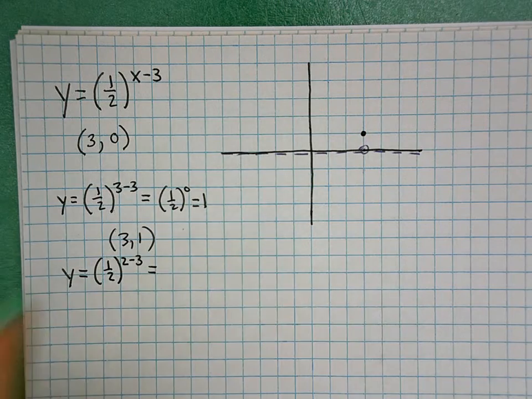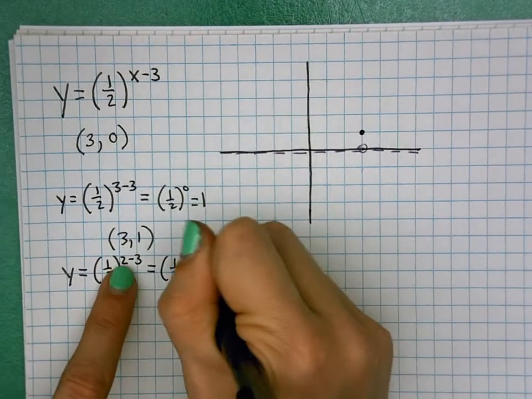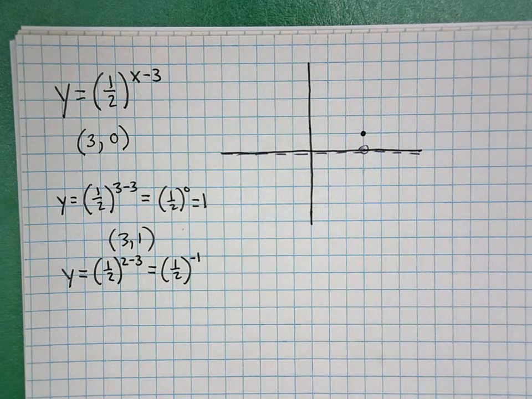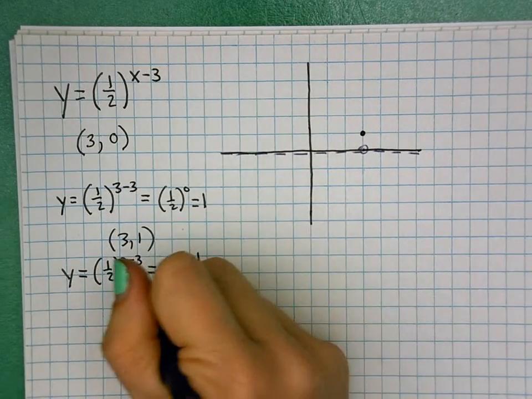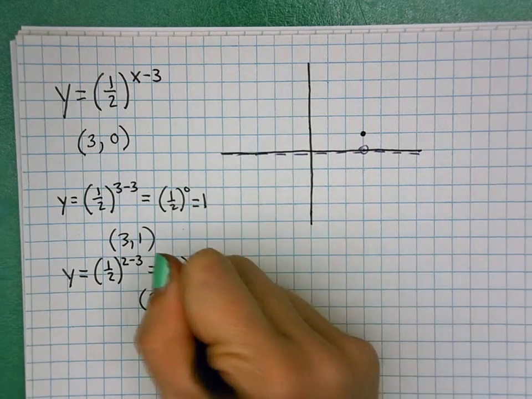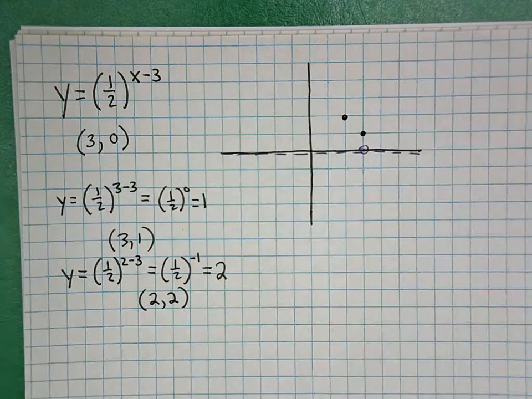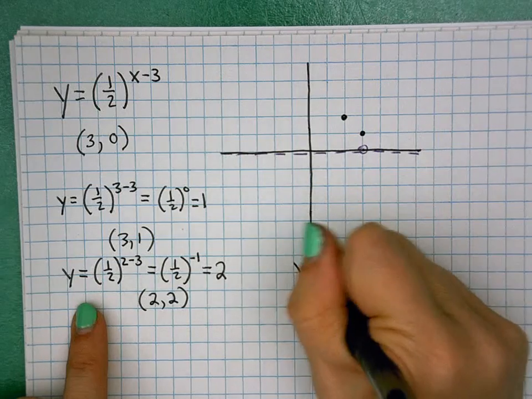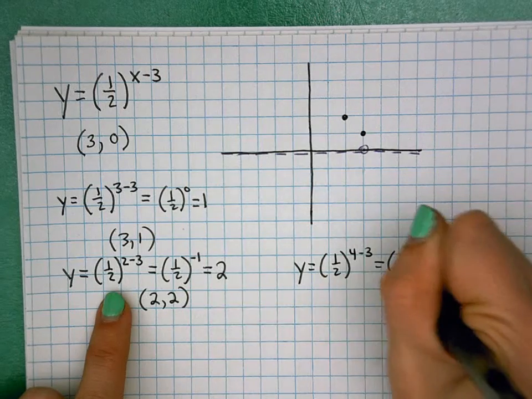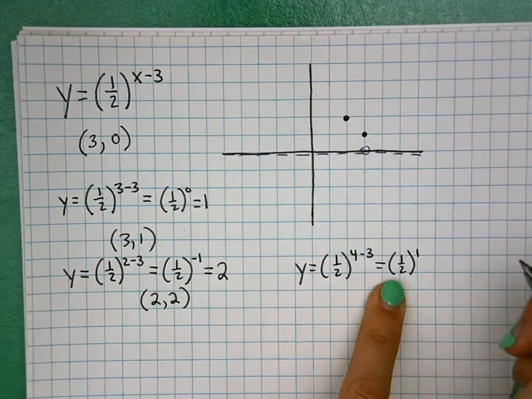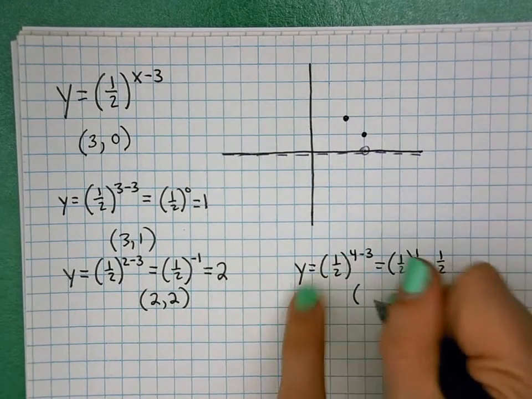Okay, if I plugged in 2 into my exponential, we'd have 1/2 to the 2 minus 3 is negative 1. And a negative in the exponent spins that fraction. And so I have an ordered pair when x equals 2, y is 2. If I plugged in 4, y equals 1/2 to the 4 minus 3. Well, that would give me 1/2 to the 1, which is 1/2. And so I have another ordered pair at x equals 4, y equals 1/2.